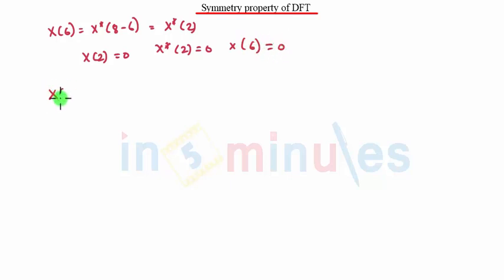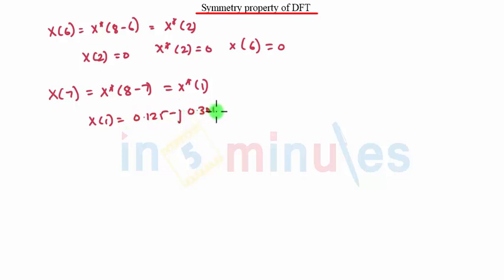Similarly, at last, X of 7 is equivalent to X star of 8 minus 7, that is X star of 1. X of 1 is given by 0.125 minus j 0.3018. So X star of 1 will be equivalent to X of 7, that is the complex conjugate of X of 1. So this is the final answer. Finally, we found out the remaining 3 points.